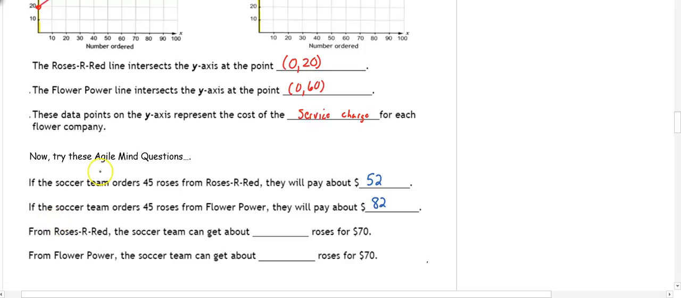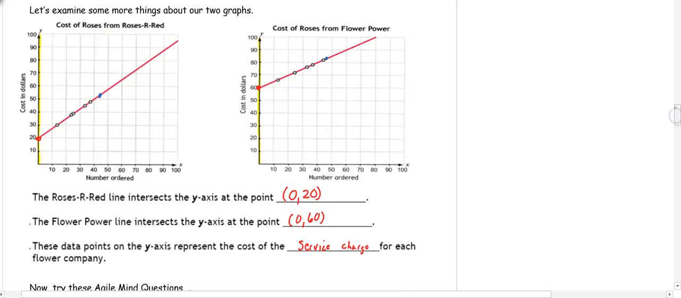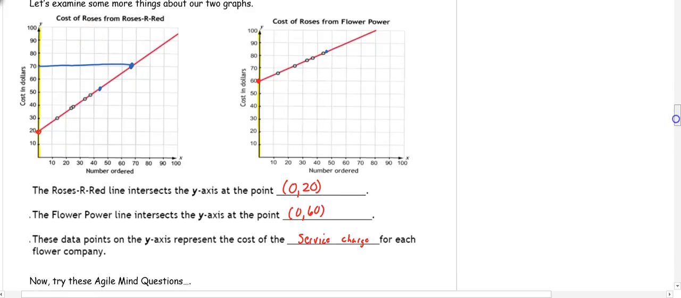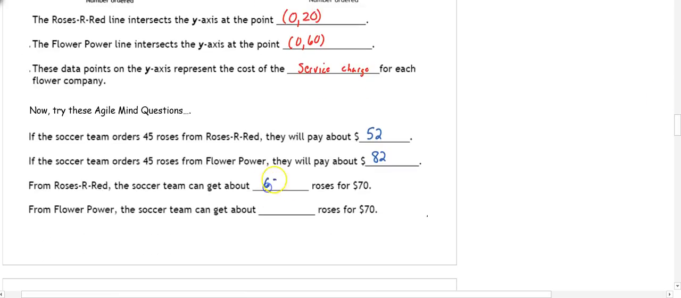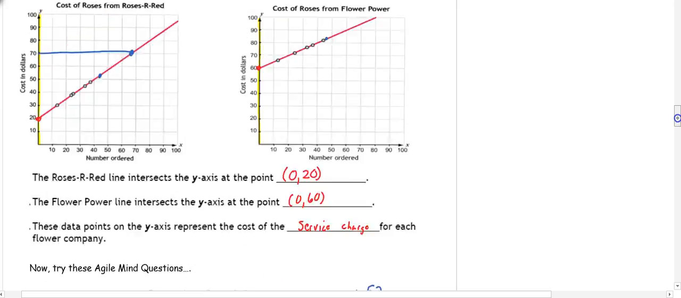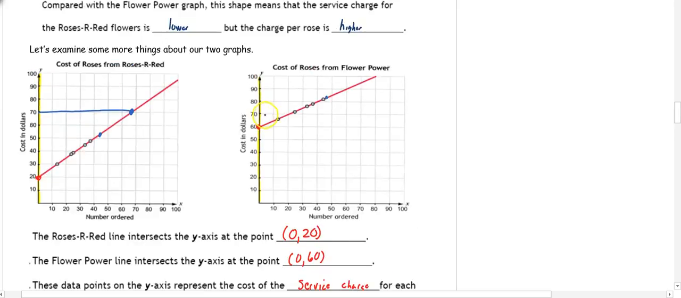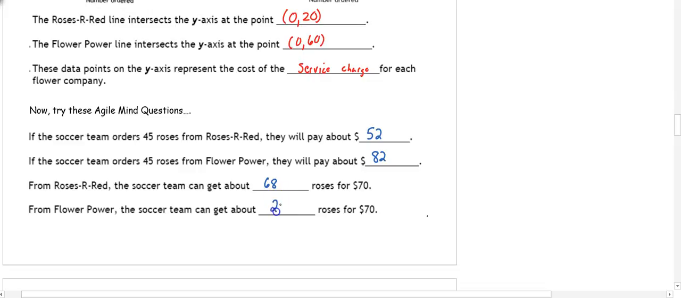How many roses would you get from each place for $70? So for Roses Are Red for $70, we are intersecting with our line at this point. So we're going to say we're going to get about 67 or 68 roses. For Flower Power, if we spend $70, we're getting much fewer roses. We're only getting about 20 roses, which should make sense. It has a higher service charge, so we can't get as many roses until we start ordering more to save more money.